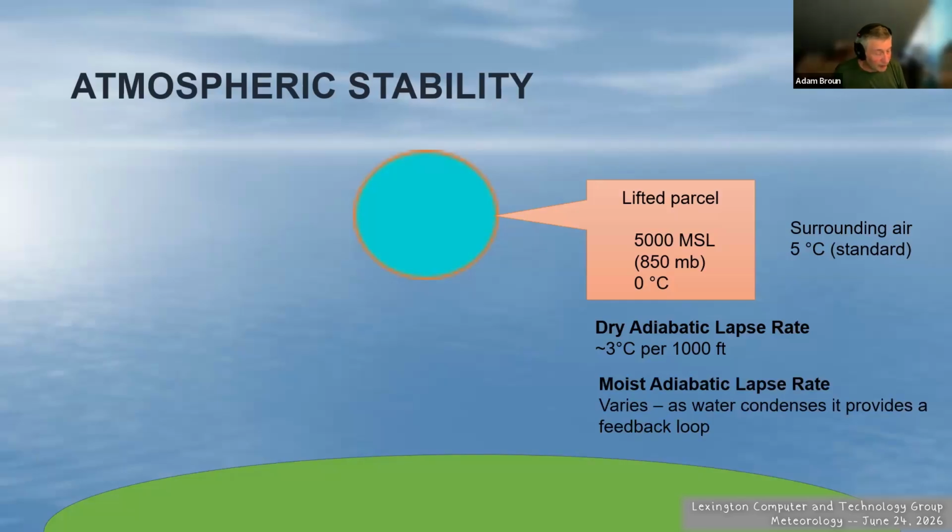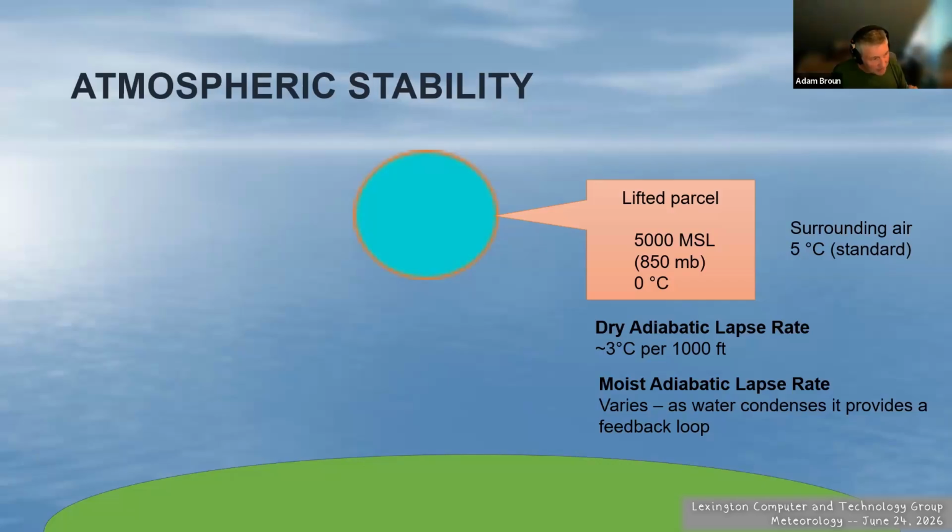There is also something called the moist adiabatic lapse rate. If that parcel of air was really humid and I lifted it up to a point where it met its own dew point, now water is going to start to condense out of it and it's going to form a cloud. But as it forms that cloud, it's going to release heat and warm that air up more. So with moist air, if that water starts condensing, it actually creates a feedback loop that heats that parcel of air more. And that's going to be important when we talk about thunderstorms.